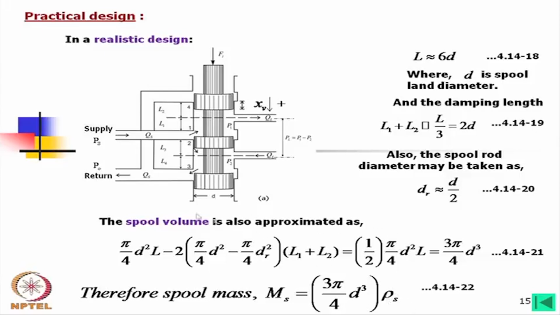Now, here again I would like to mention this is a solid spool, but in many cases you will find the spool is hollow also. That means there is a bore hole, particularly if we consider a tandem type valve, in that case there might be a hole through the spool. In that case we have to consider that part carefully, but this is in general for a solid spool.